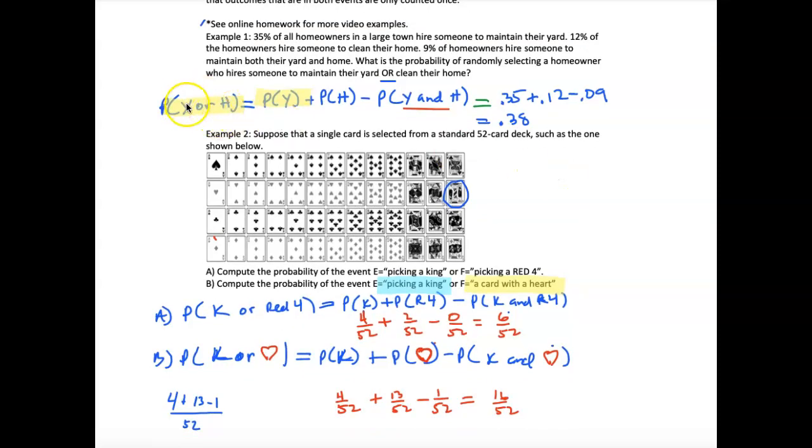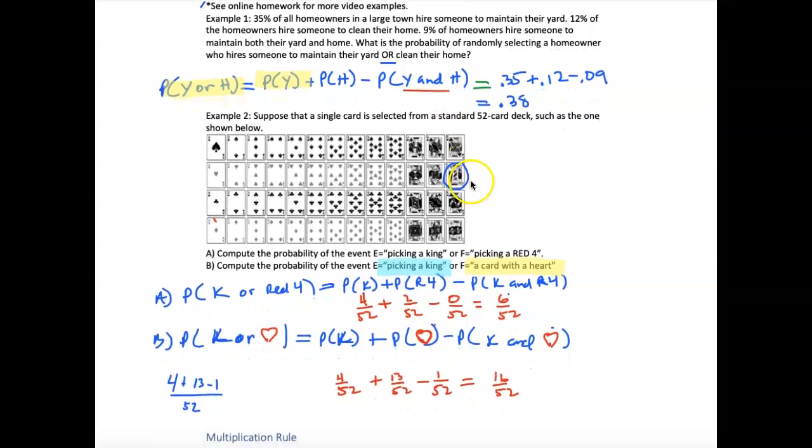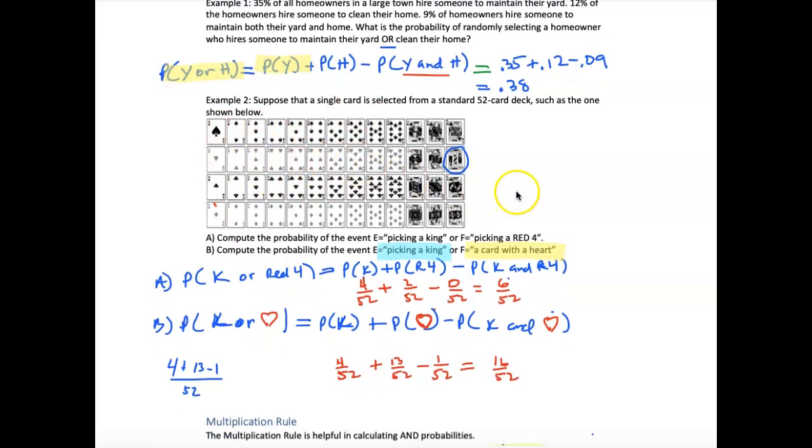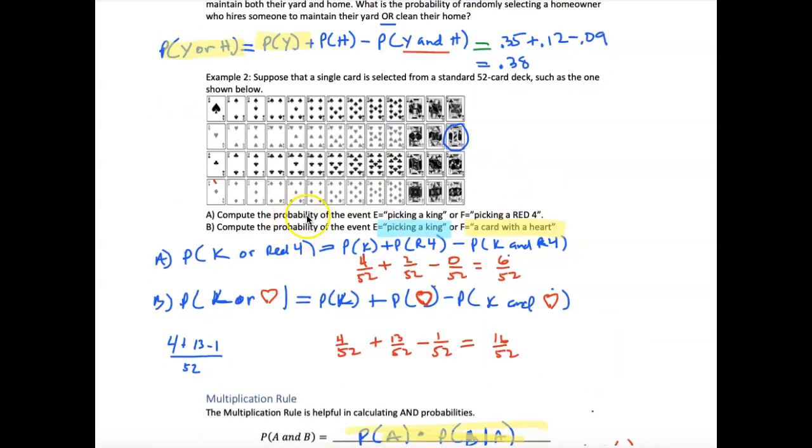Again, thinking about this or versus these individually, and then those who do both. Another example has to do with cards. You may need to zoom in to see, or have a deck of cards to see the different cards in a deck, 52 cards. And then we're computing the probabilities here. Compute the probability of event E, picking a king or picking a red 4.